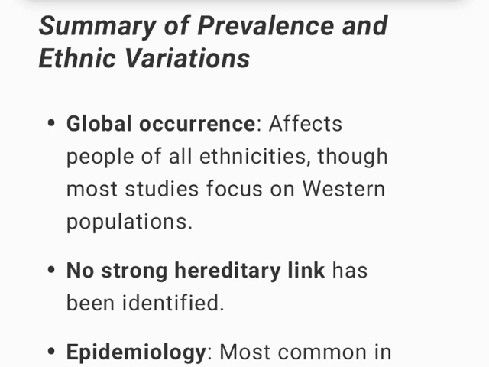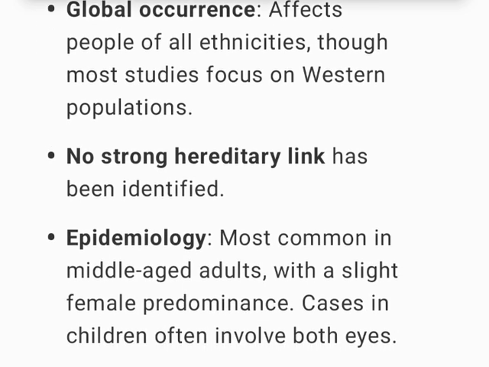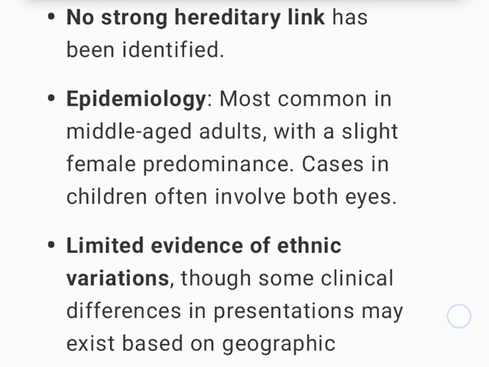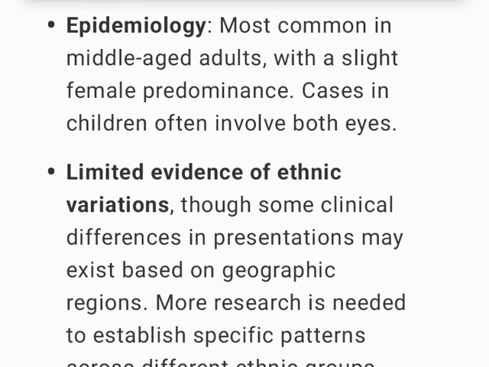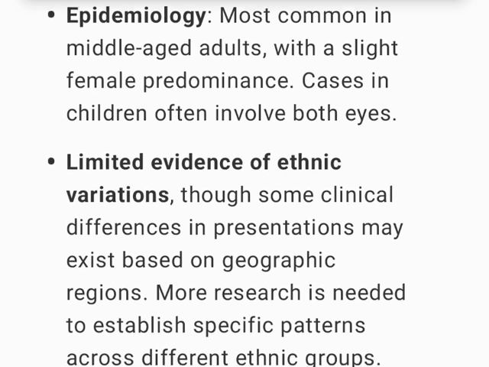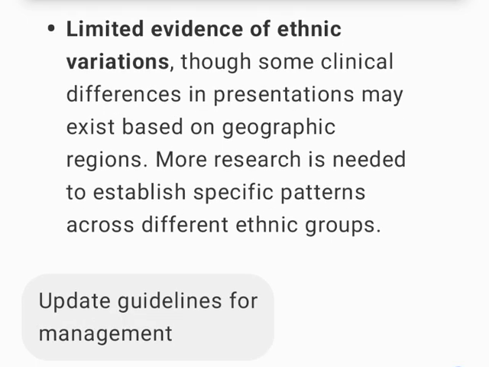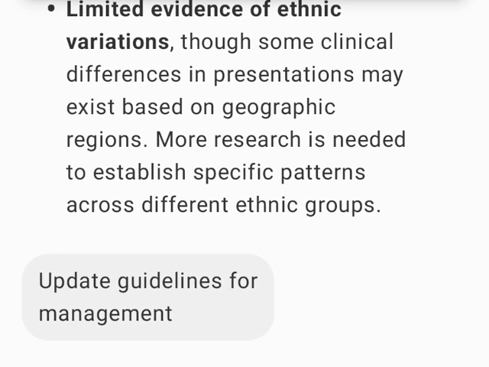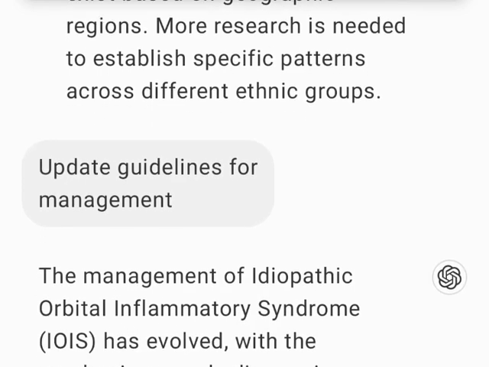Summary of prevalence and ethnic variations. Global occurrence: affects people of all ethnicities, though most studies focus on Western populations. No strong hereditary link has been identified. Epidemiology: most common in middle-aged adults with a slight female predominance. Cases in children often involve both eyes. Limited evidence of ethnic variations, though some clinical differences in presentation may exist based on geographic regions. More research is needed to establish specific patterns across different ethnic groups.